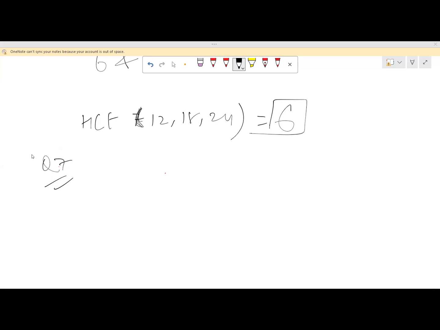Question 7, NCERT, exercise 1.1, right? And don't forget the units, okay?